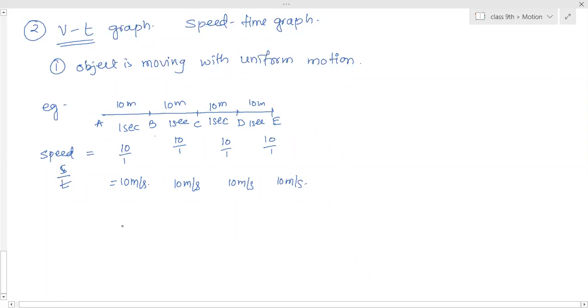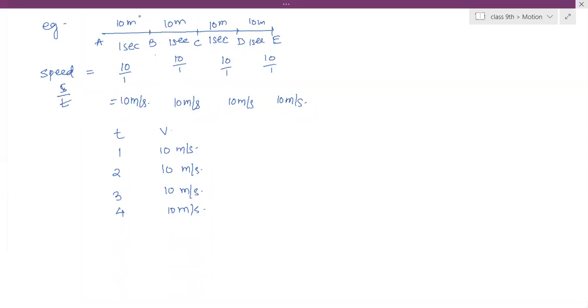To plot the points, you need the time and speed values. In 1 second, the speed is 10 meters per second. In 2 seconds, the speed is also 10 meters per second. In 3 seconds and in 4 seconds, the speed has remained constant at 10 meters per second. So time goes on increasing, but the speed always remains constant. If you plot these points on the graph, what will we get?